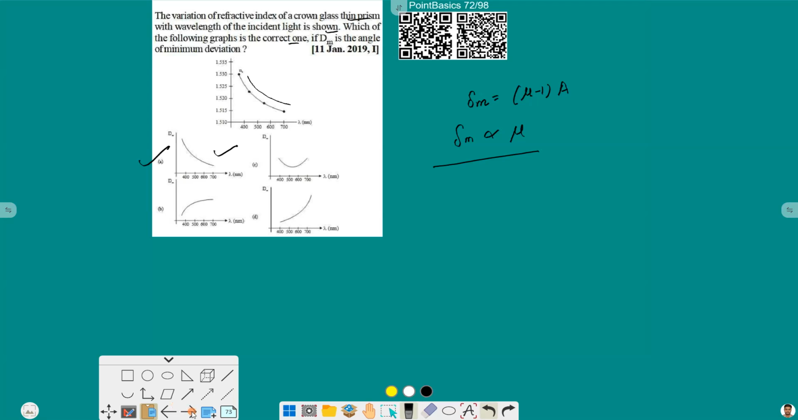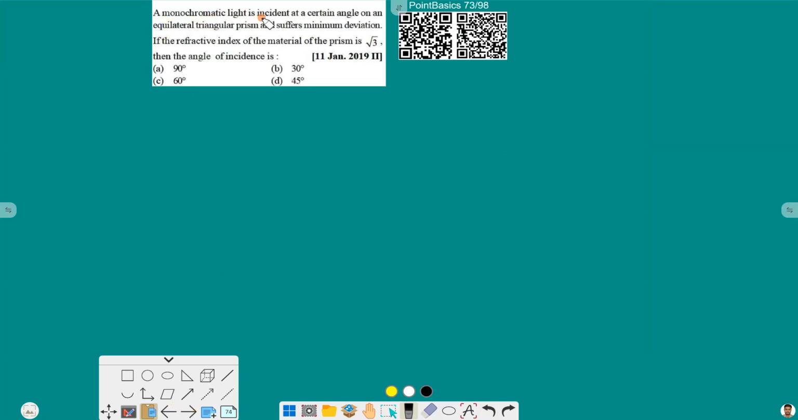Now let us move ahead. A monochromatic light is incident at a certain angle on an equilateral prism which suffers minimum deviation. If the refractive index of the material is root 3, then the angle of minimum deviation is? So for that, we can use that delta m is equal to mu minus 1 into A. And also in case of minimum deviation, the angle of refraction R1 is equal to R2 is equal to A by 2. Now this is an equilateral prism, so angle of prism is 60, so R1 and R2 will be equal to 30 degree.